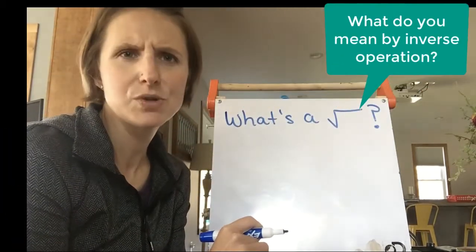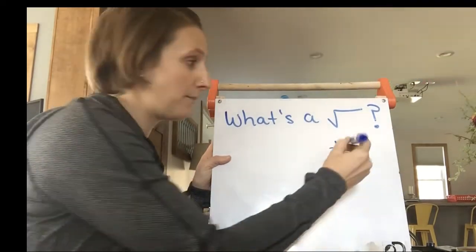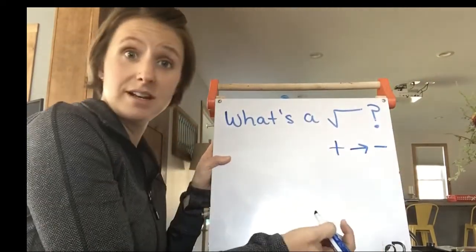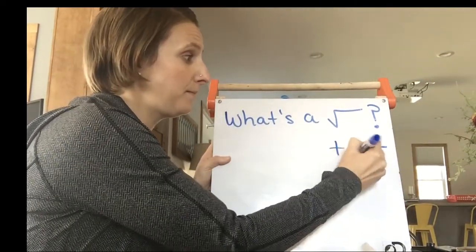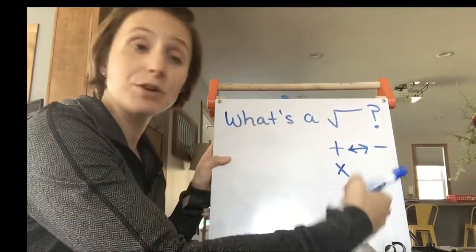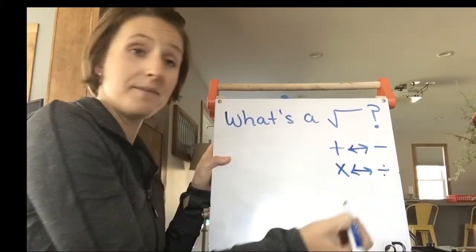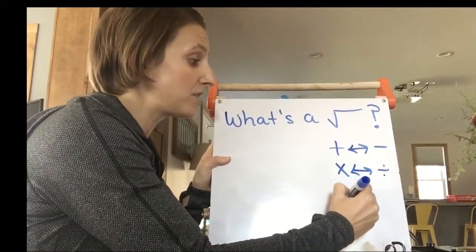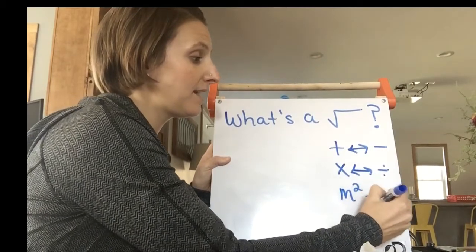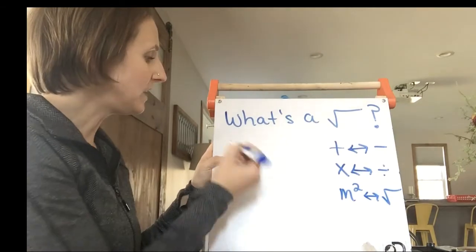What do you mean by inverse operation, Mrs. Kluber? Well, take a moment. What will undo any addition problem? Subtraction. And what will undo any subtraction problem? Addition. How about multiplication? What will undo that? What's the inverse operation of multiplying? Dividing. And vice versa. Well, the inverse operation of taking a number and squaring it is finding its square root. And vice versa. Let's take a look at a problem.